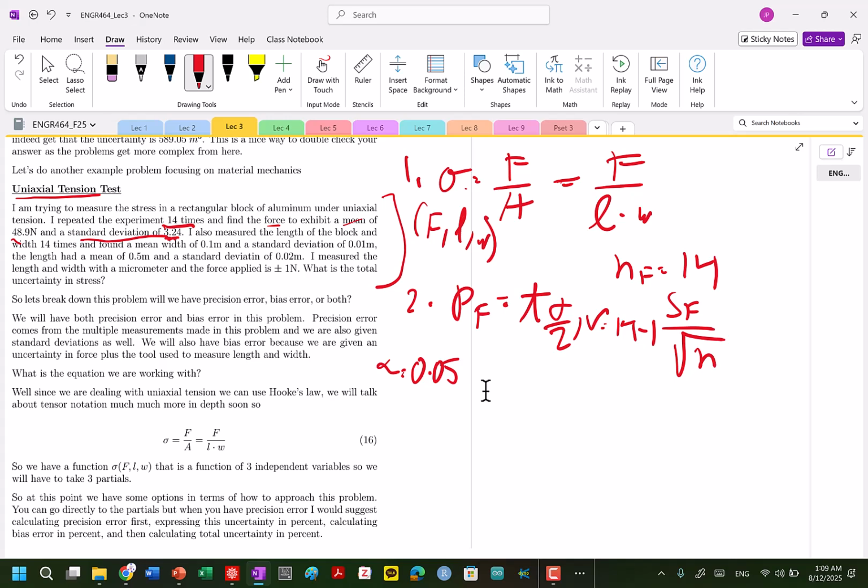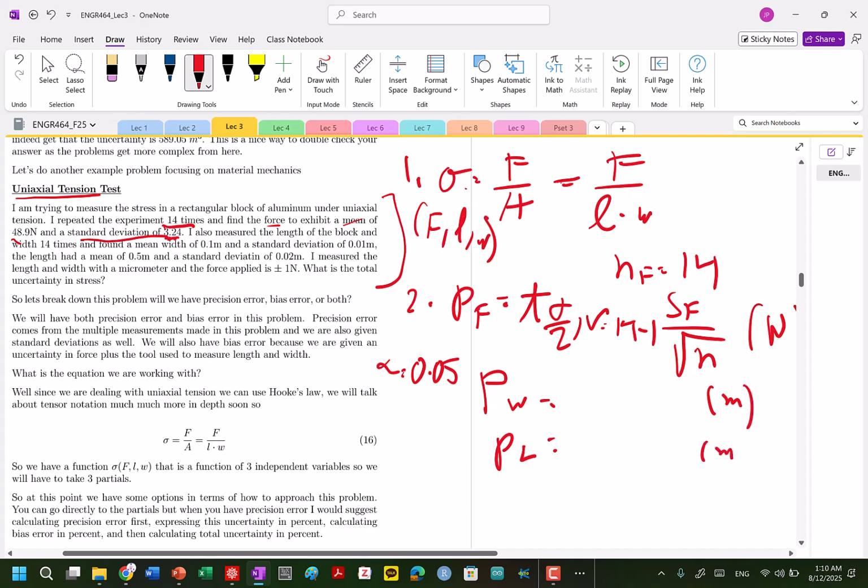Measure the length of the block and the width. And I'm given both of those values as well. Length of the block and width, 14 times. So there's also precision error in width, and there's some precision error in length as well. What are these units? This is in newtons, this is in meters, this is in meters.